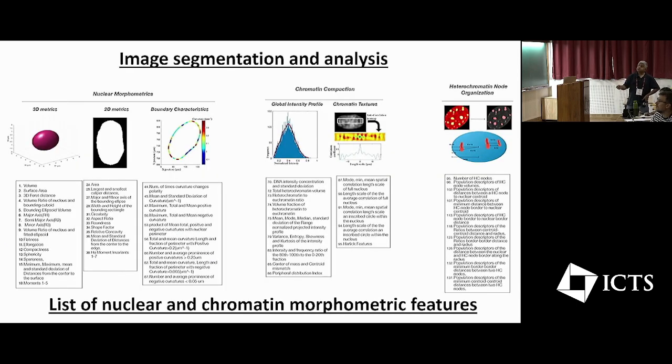So what we do is we learn a large number of features, as I said, and we can compartmentalize that into nuclear morphometric features, tons of these features, or chromatin compaction features at different scales, or heterochromatin organizational features at different scales. And so now we have hundreds of features by just taking a picture of one nuclei, and we take thousands of pictures of the nuclei so that we have a very good statistical representation of a cell state.